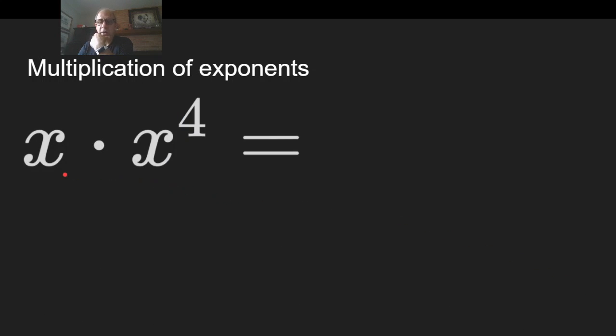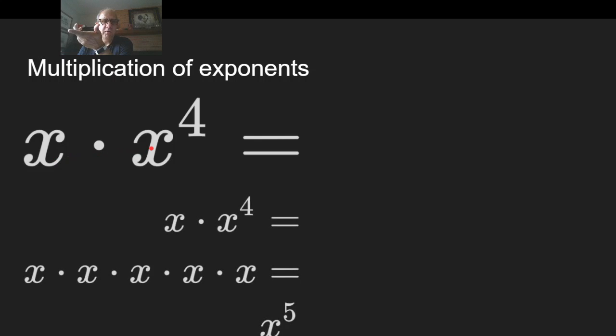What if I don't have a number? So x times x to the 4th. Well, how many x's do I have here? I have 1. And this is x times x times x times x. So I have x times x times x times x times x. How many x's do I have? I have 5 of them.